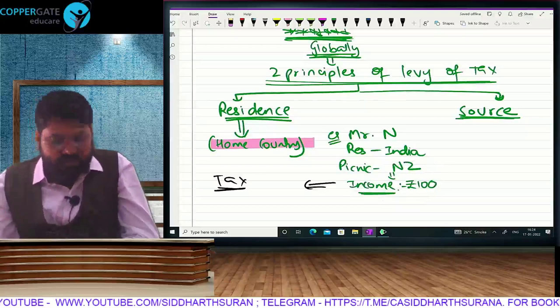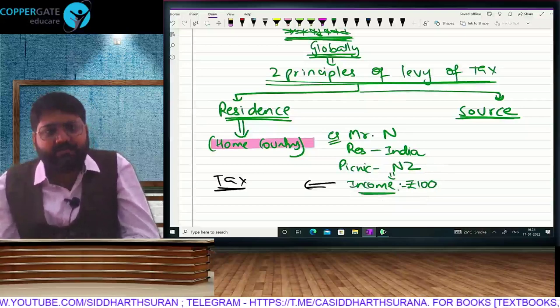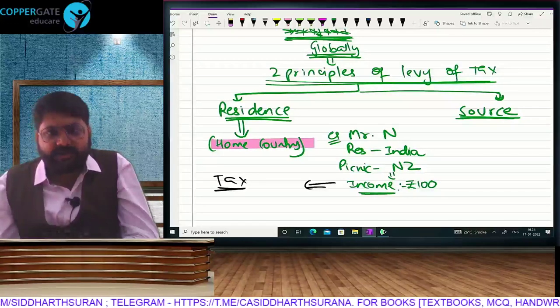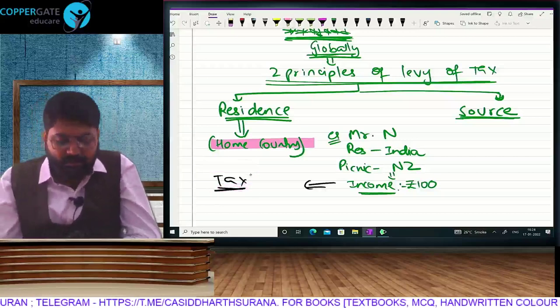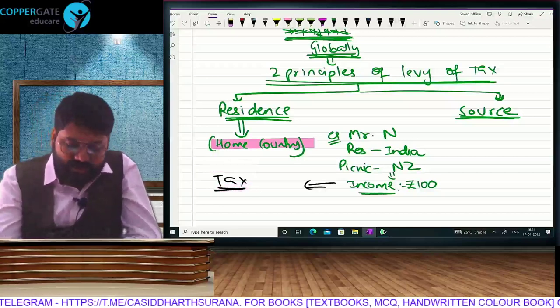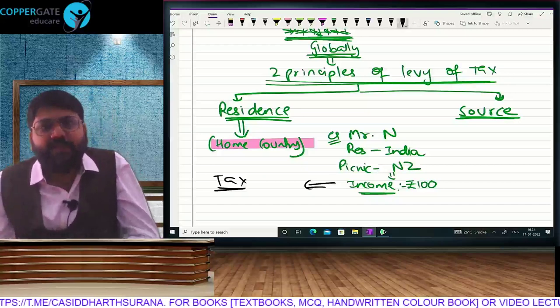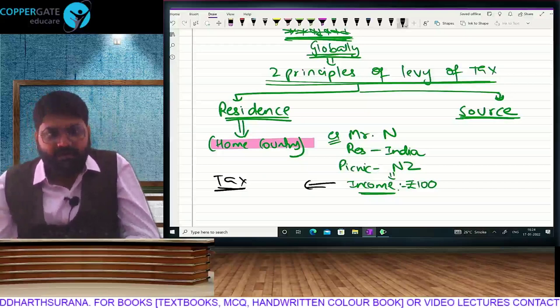So, what is my question? Is the income earned in New Zealand taxable in India? For Naresh, yes, because he is a resident. Because he is a resident, and that is known as the principle of residence. The principle of residence will be applied by the home country.